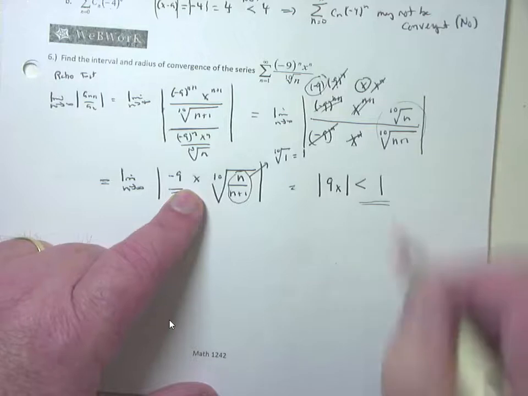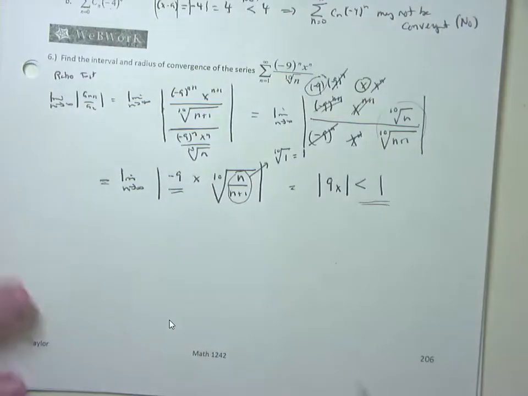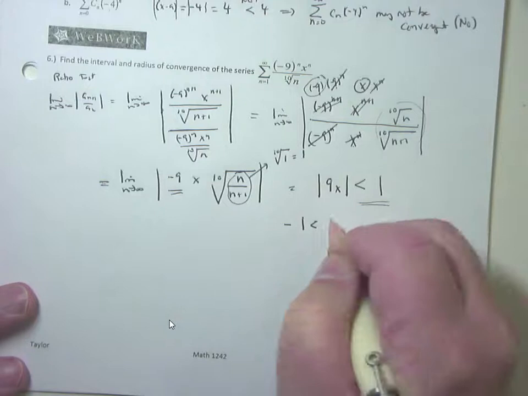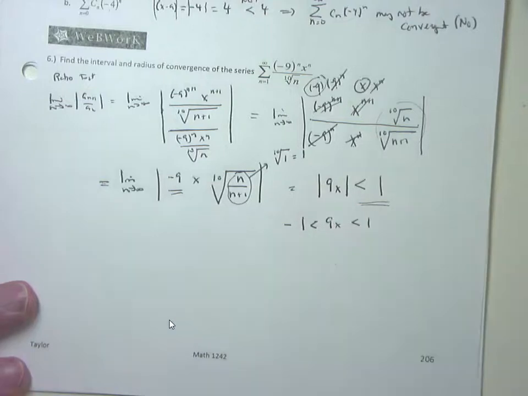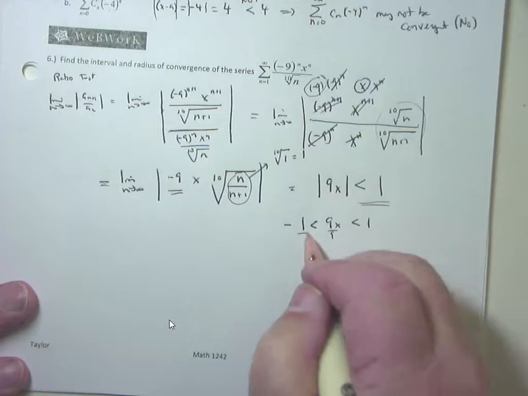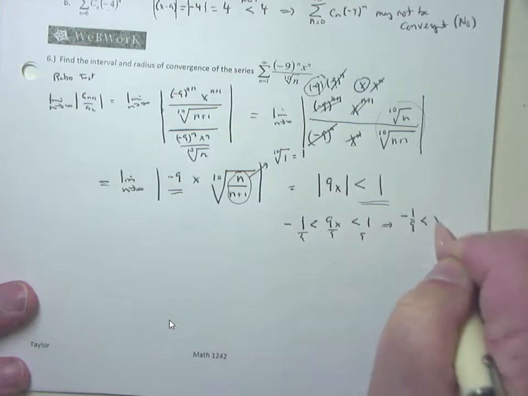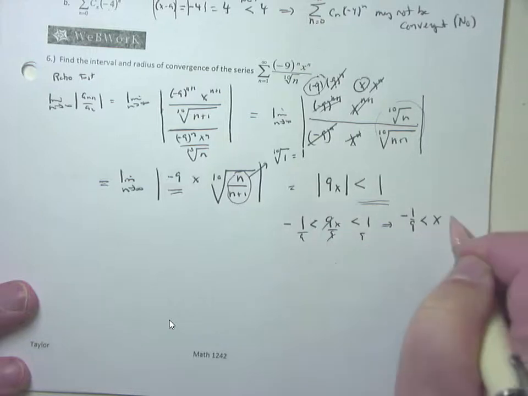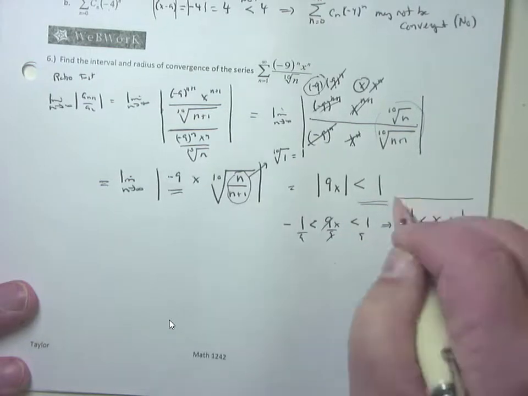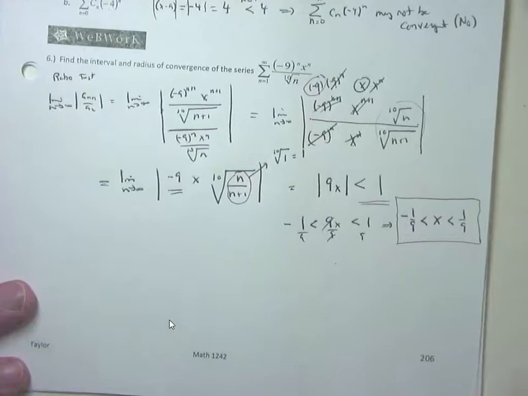This is the ratio test. And then I'm going to solve for n, which tells me negative 1 is less than 9x, which is less than 1. Then solve for x in the middle by dividing by 9 on all sides. And I get this: negative 1/9 is less than x, which is less than 1/9. This is almost my interval of convergence.